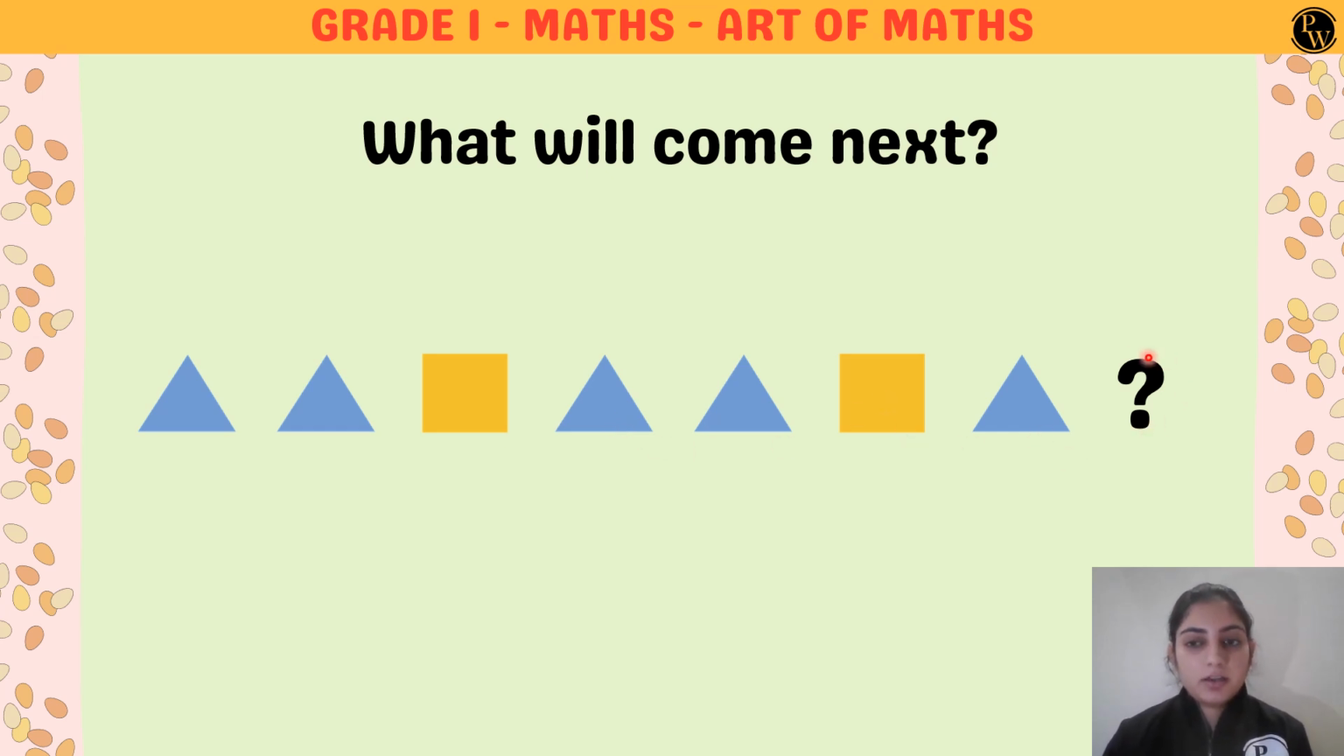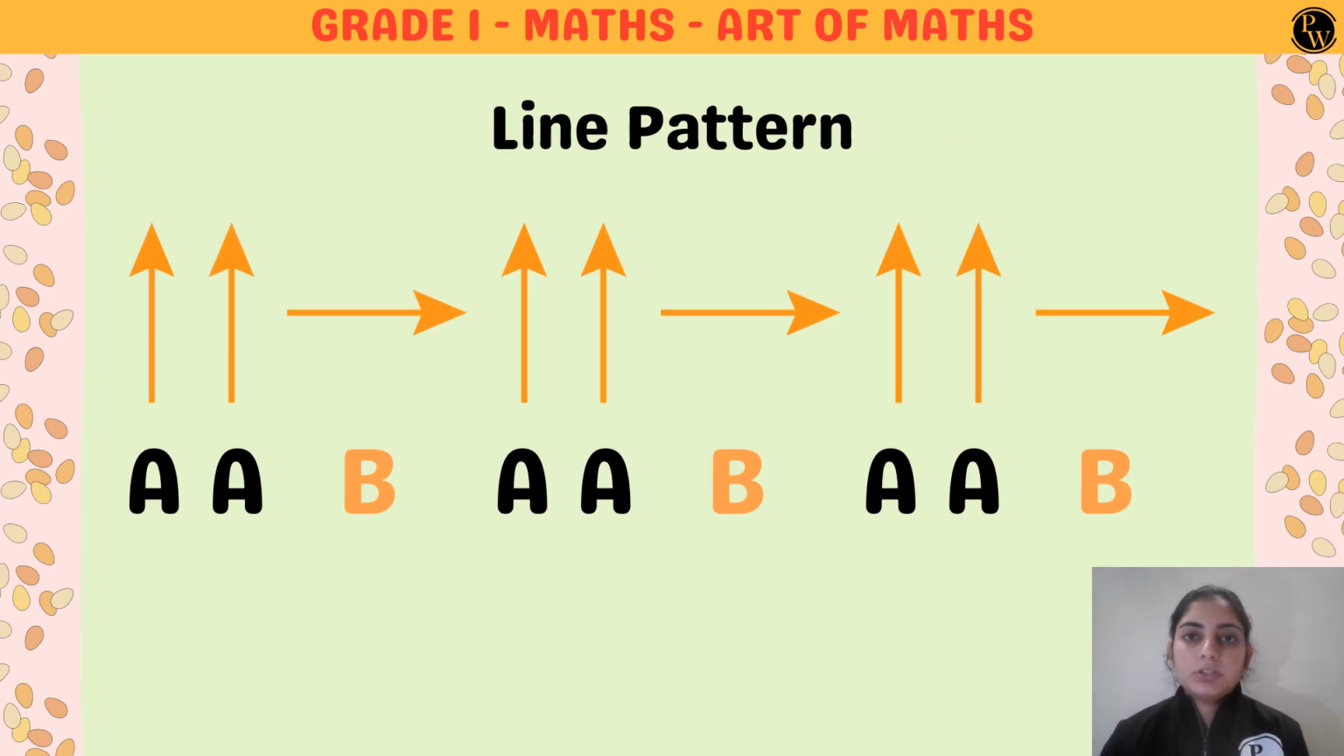What should come in here? Again a blue triangle, right? Yes, correct. Well done, students. Till now, we have explored our picture pattern and shape and color pattern. Now, let's move to the third pattern, that is a line pattern.